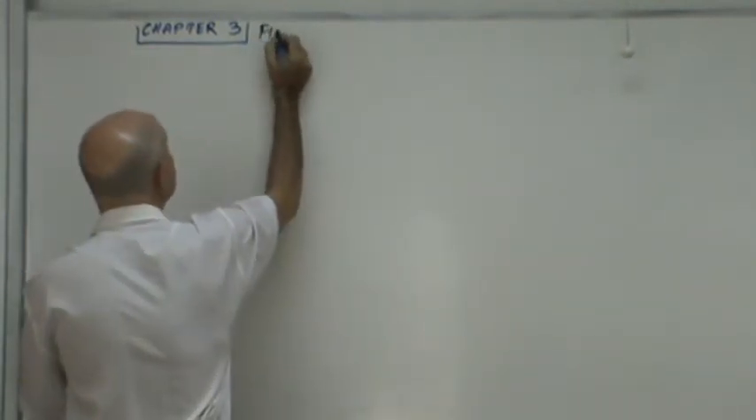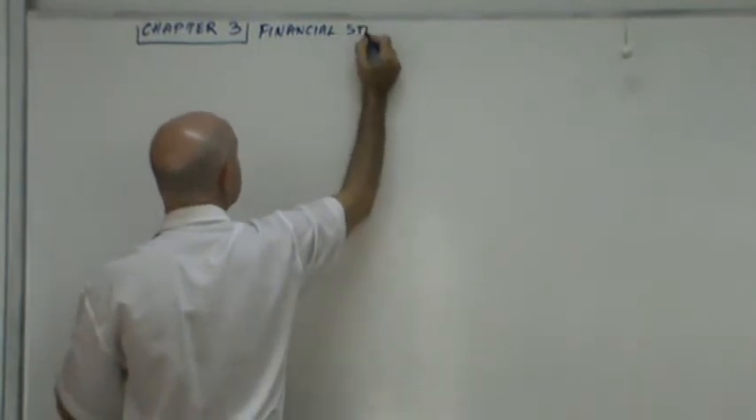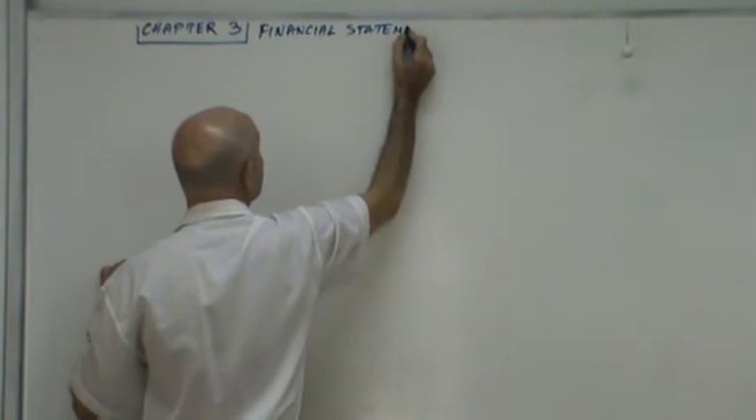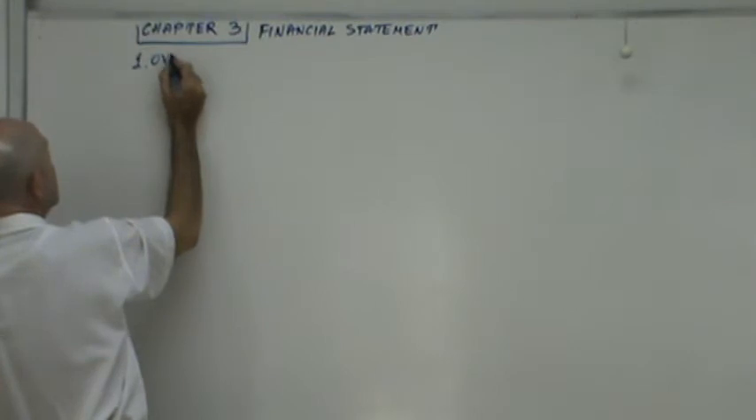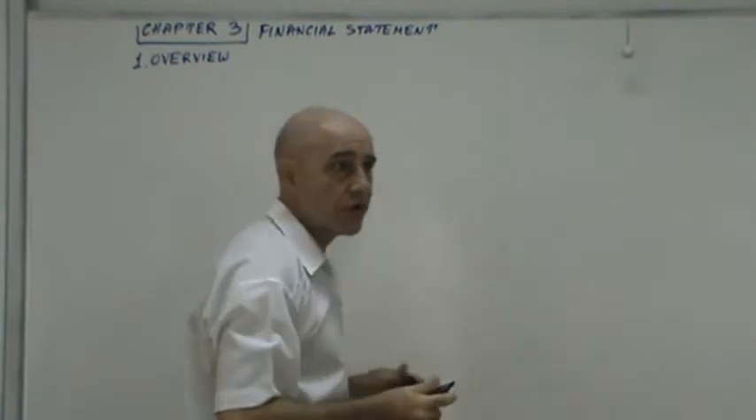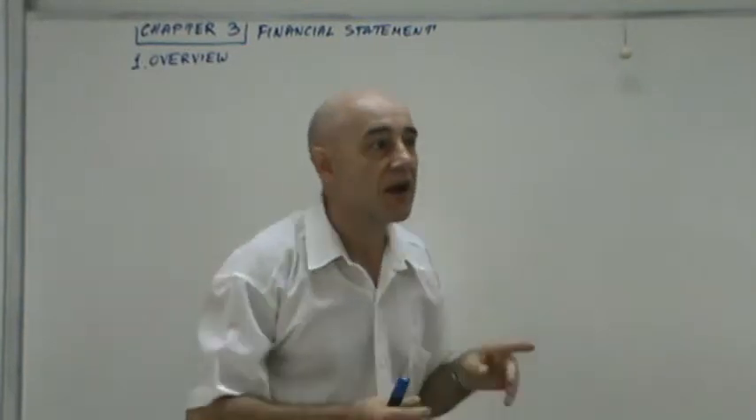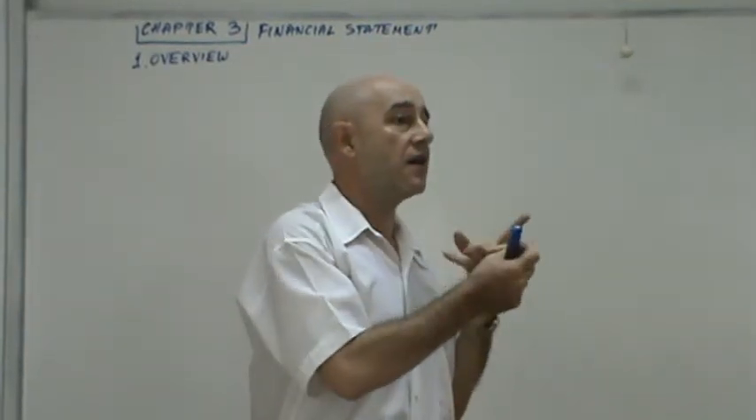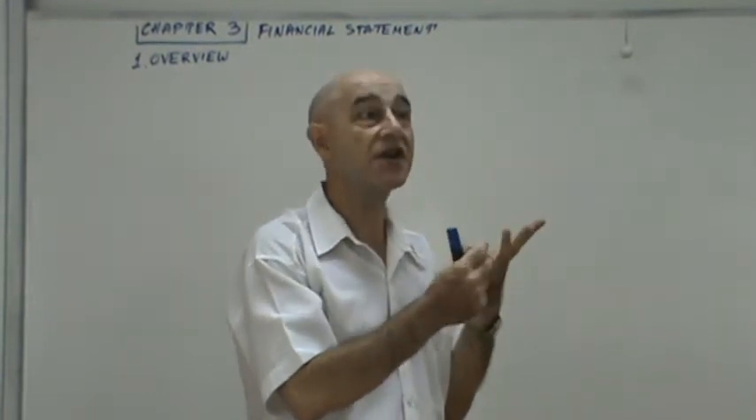All right. So what we have is chapter three, which is financial statements. In section one, we did an overview, and said that there are four major statements: the income statement, the equity statement, owner's equity statement, balance sheet, and cash flow.